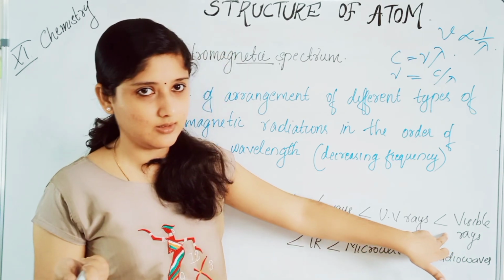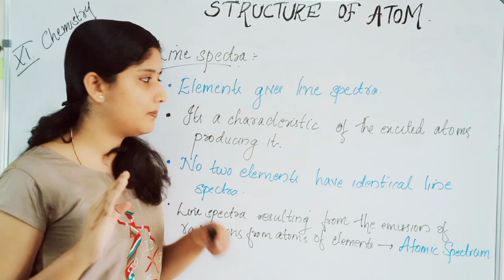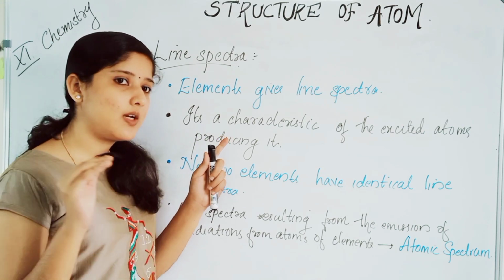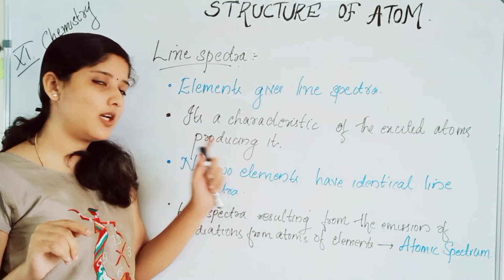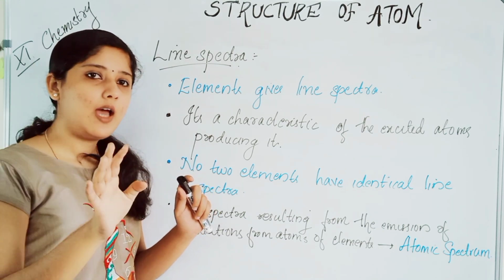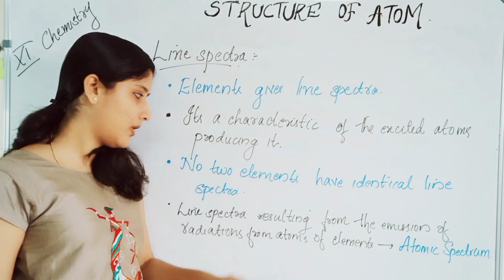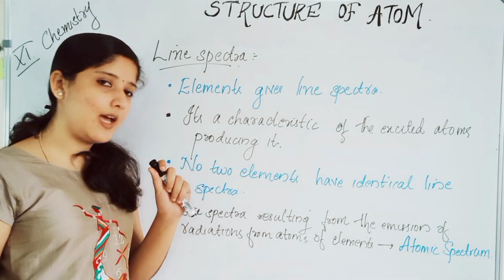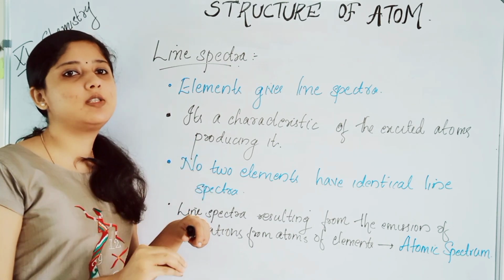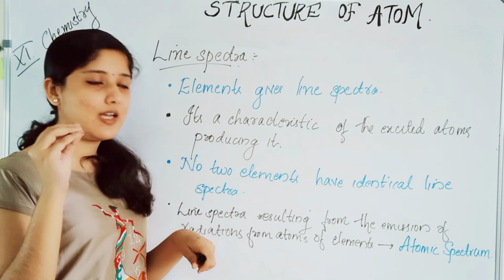The lowest wavelength. Next, about an important term, that is line spectra or line spectrum. Elements usually give what? Line spectra. It's a characteristic. Okay, line spectra is a characteristic of the excited atoms that are producing it. From the line spectrum we can identify which atoms are producing it. That is, it's a characteristic of the excited atoms producing it. No two elements will have what? Identical line spectra. Every spectrum will be the characteristic property of that atom or that element. No two atoms or no two elements will have identical line spectra.